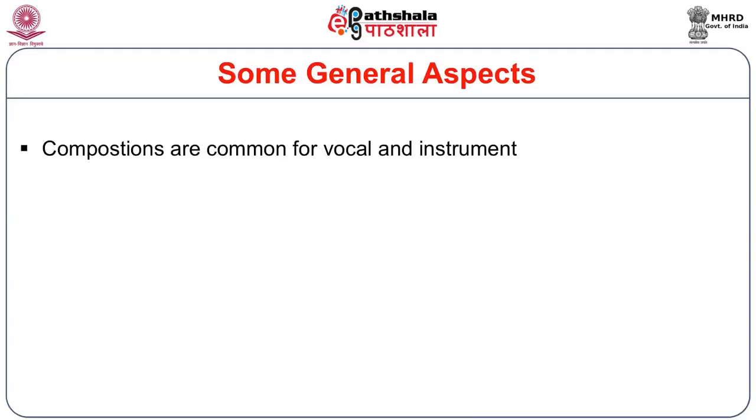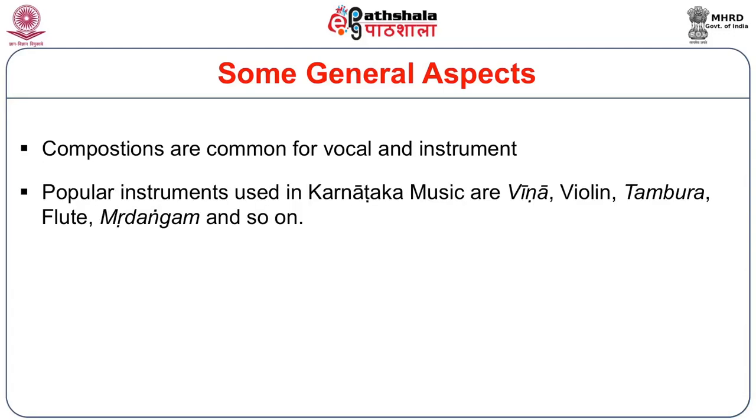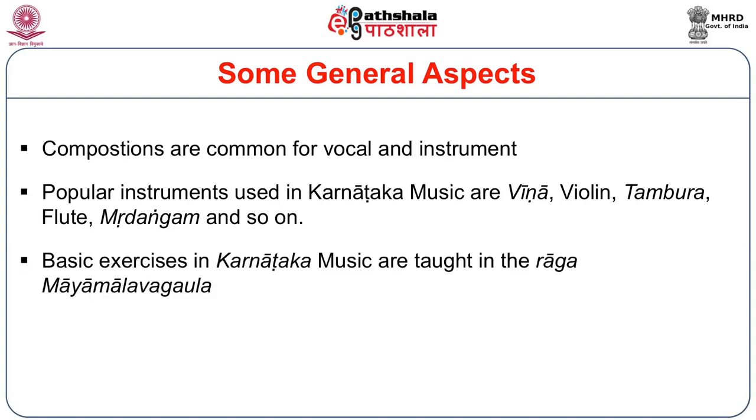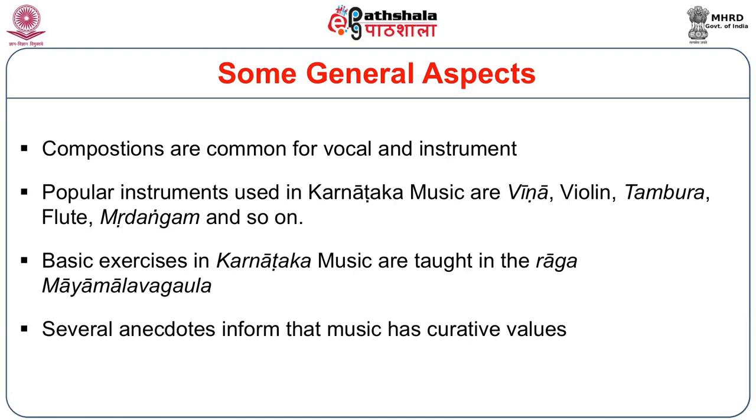Now, before summing up, we will just have a look at the main, very simple and some general characteristic features of Carnatic music. The compositions are common to both vocal music and instrumental music, unlike the North Indian system where they have different forms. The popular instruments used in the Karnataka system are the veena, violin and tambura, of which a detailed account will be given in a separate module. The basic exercises to start with in Karnataka music, we learn in Mayamalavagowla raga. Several anecdotes are connected to music and it is said that it has a lot of curative value.